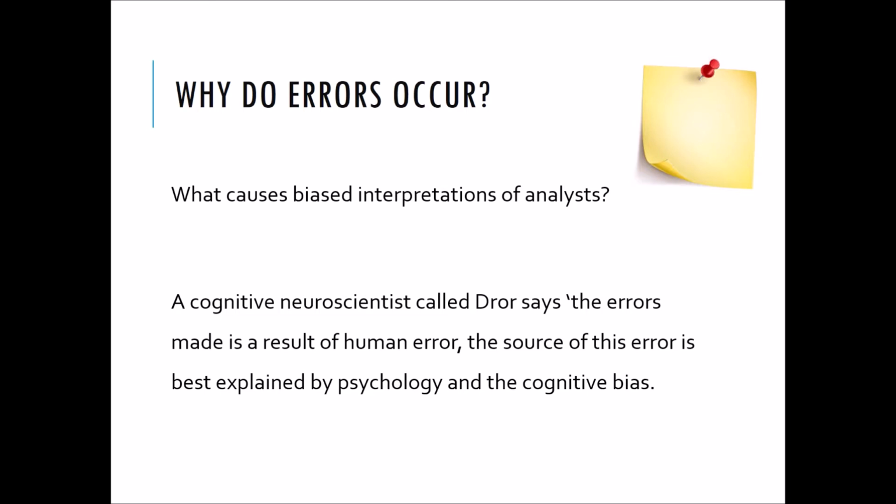So a cognitive neuroscientist called Dror, I'm not going to say that's the right way to pronounce that name, but that's what I'm going to go with, says that the errors made are a result of human error. The source of this error is best explained by psychology and cognitive bias.